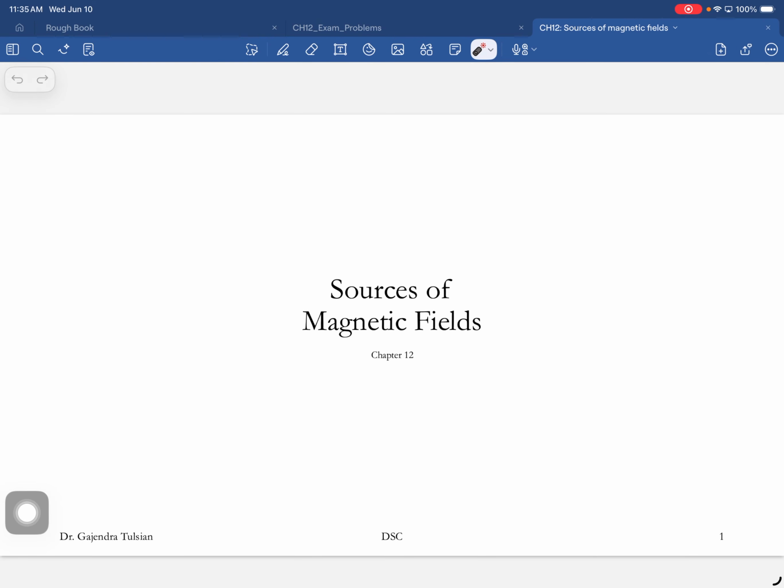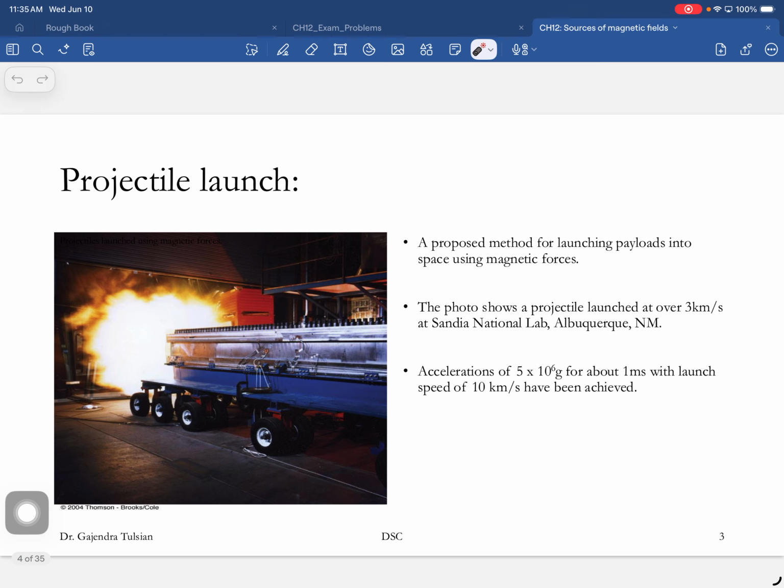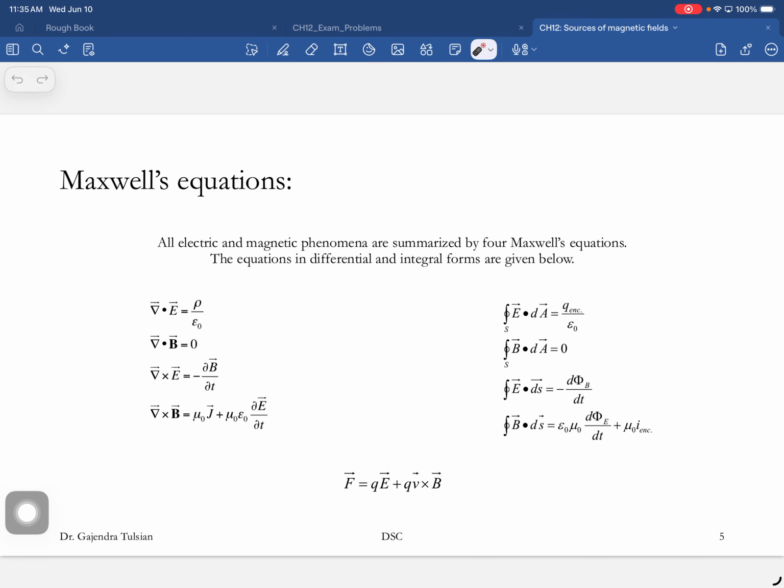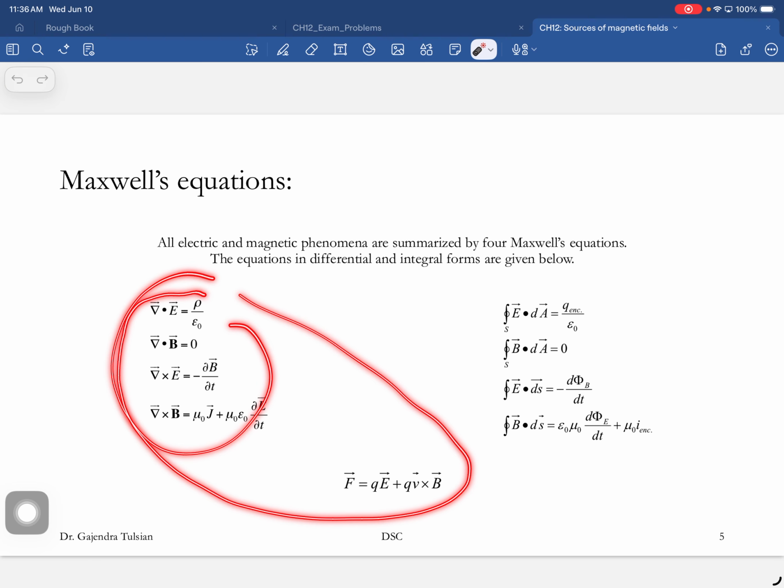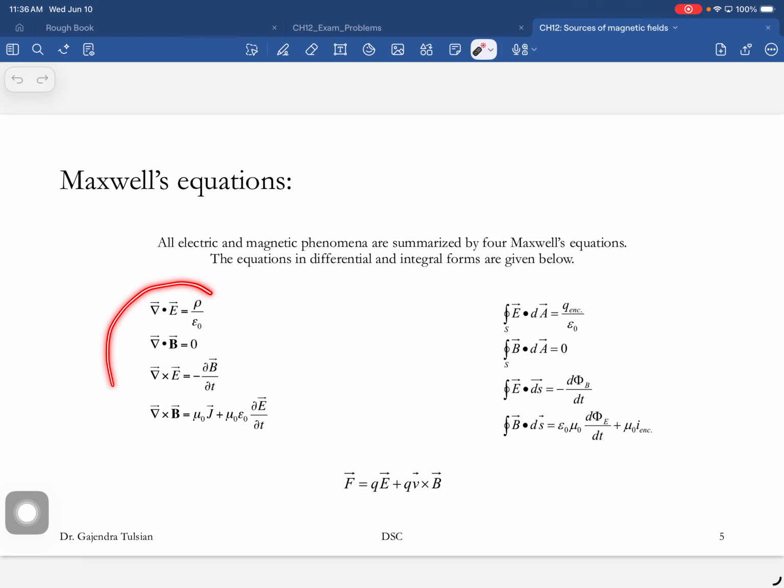All right, so today we're going to talk about sources of magnetic fields. What produces magnetic fields? And again, we've learned that Maxwell's equations explain all classical electromagnetic phenomena. Okay, so magnetic fields are denoted by B, and this equation.